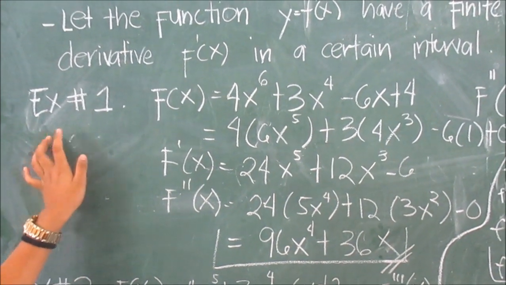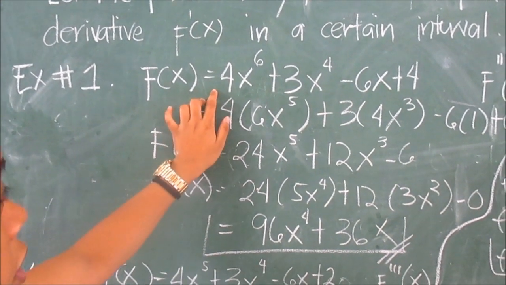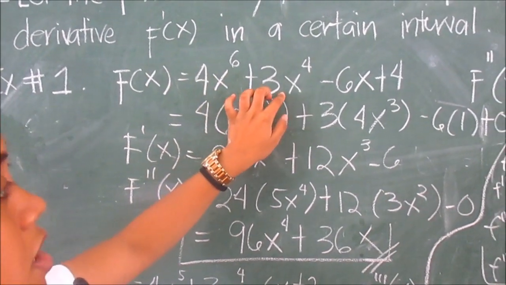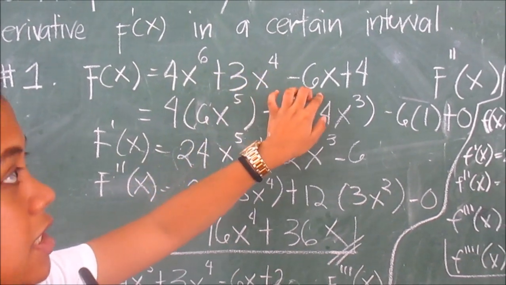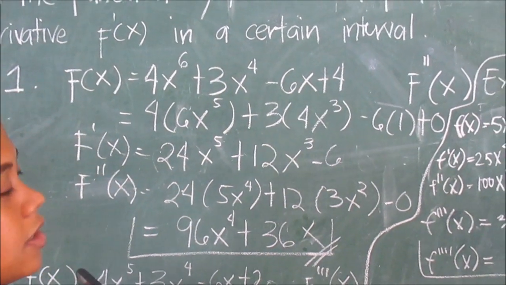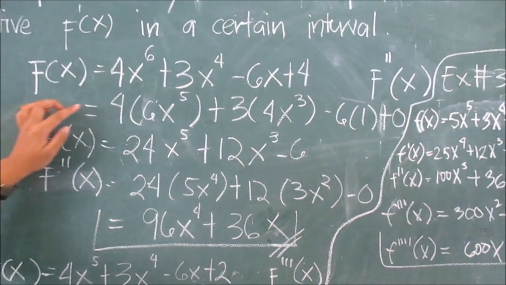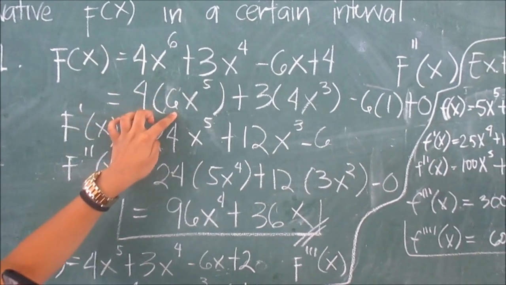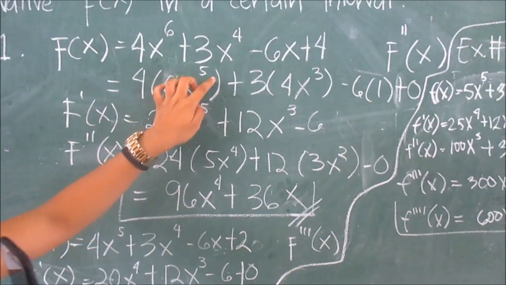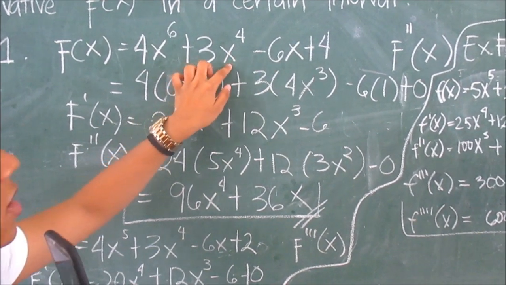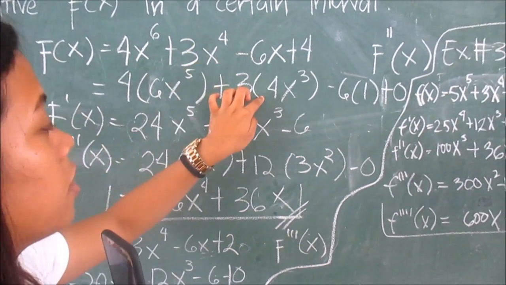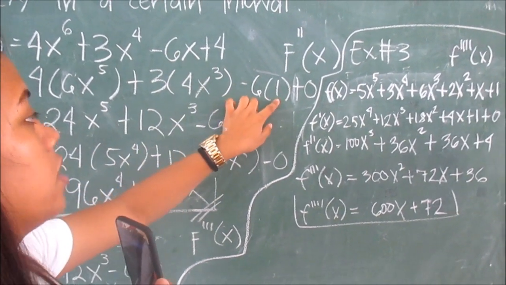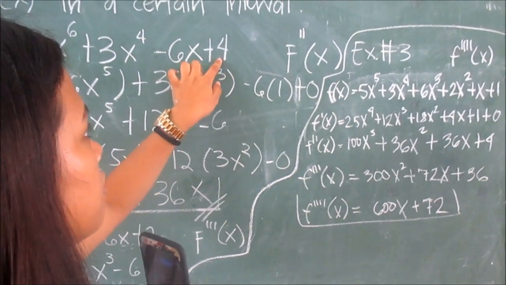So the function is f prime of x is equals to 4x raised to the power of 6 plus 3x raised to the power of 4 minus 6x plus 4. So we're going to get the second derivative of this function. So the derivative of x raised to the power of 6 is 6x raised to the power of 5. So the derivative of x raised to the power of 4 is 4x cubed. So the derivative of 6x is 1 plus 0, which is the constant number 4.